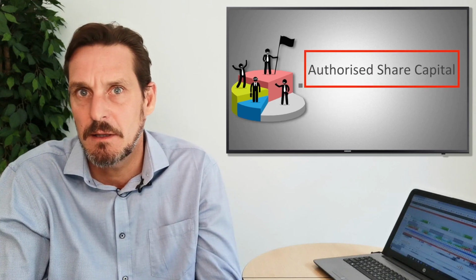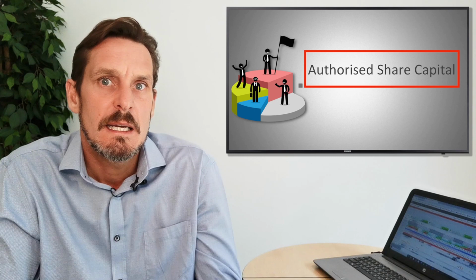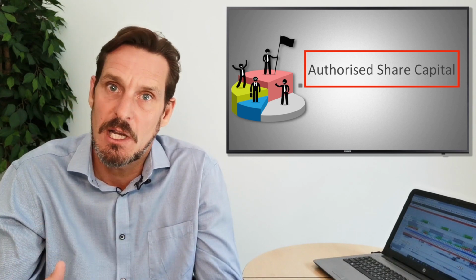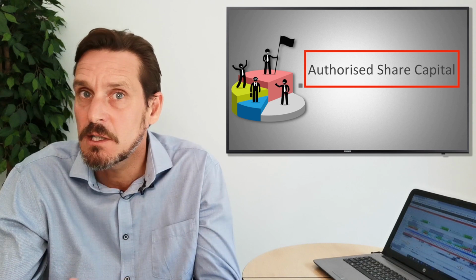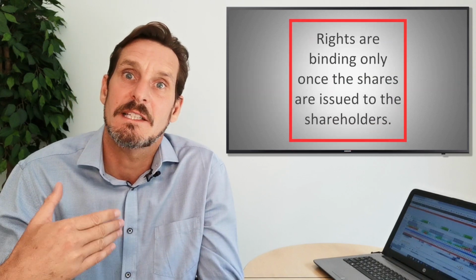You need to decide how many shares you would like to create. These shares are issued to the shareholders, so the total number of shares that you decide to create is called the authorized share capital. And these shares legally belong to the company. They are dormant and have no rights associated with them until they are issued to the shareholders. The rights such as voting rights, preferential dividend payouts are only binding once the shares are issued to the shareholders.